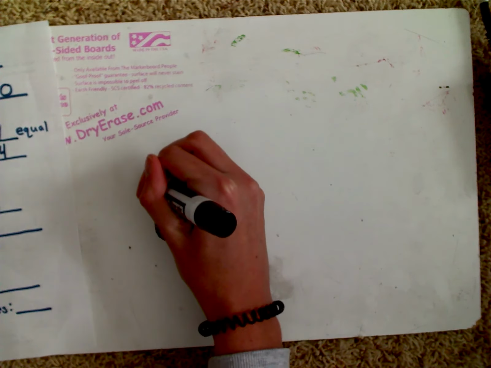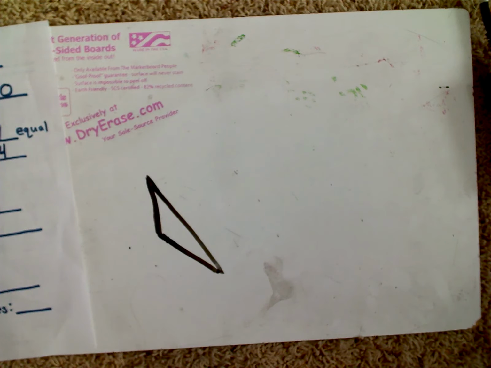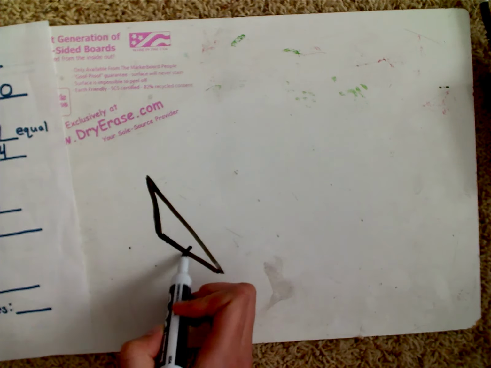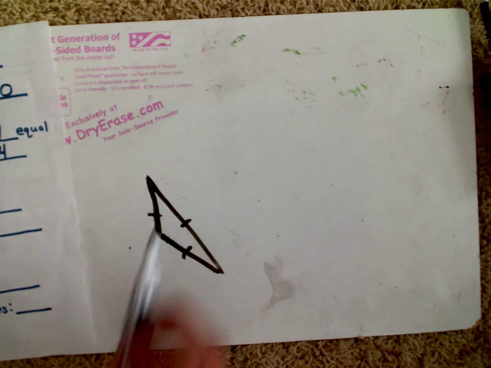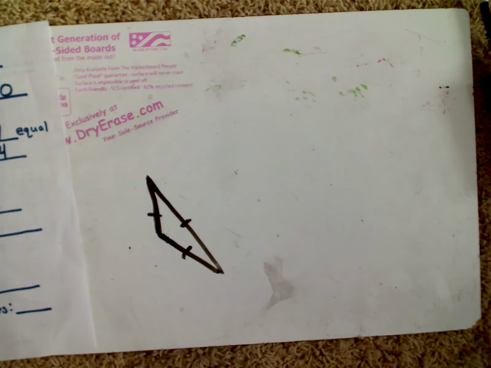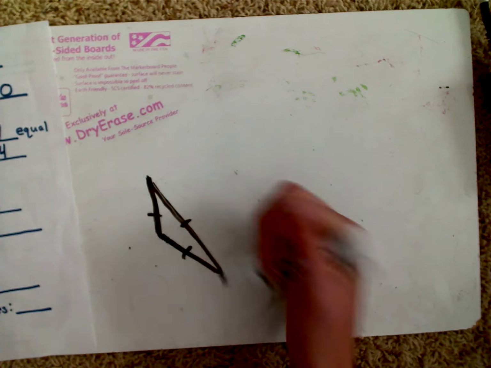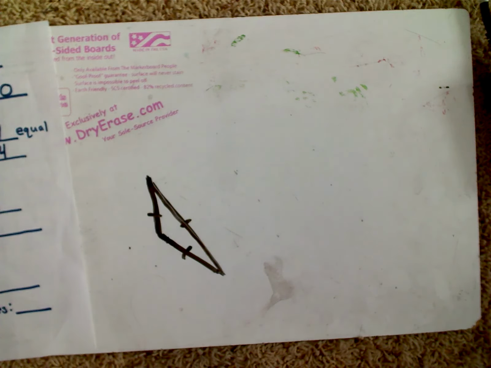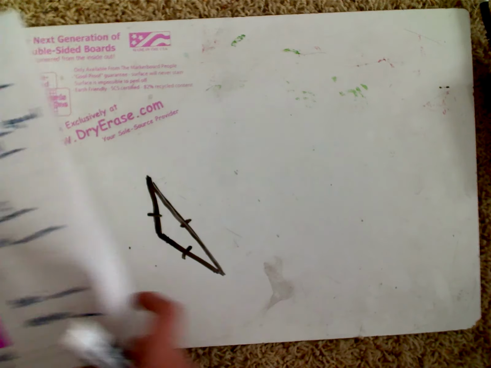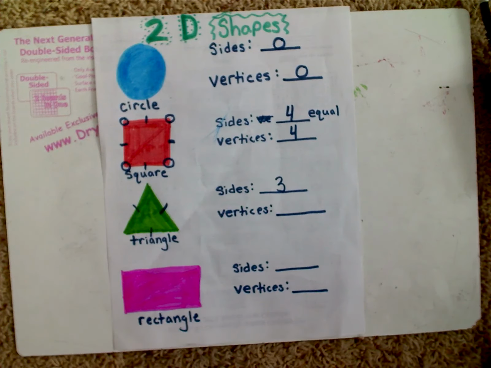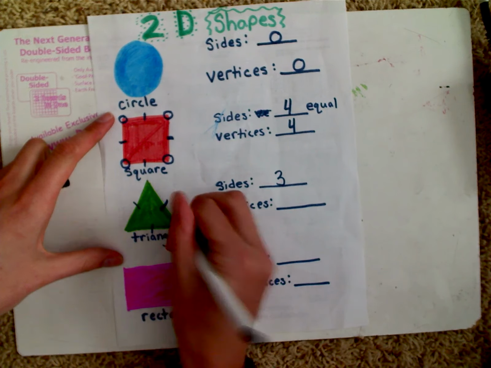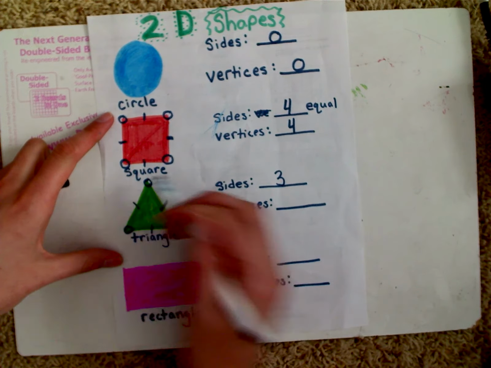So we know that a triangle always has 3 sides and always has 3 vertices. So in this example, I have 1 side, 2 sides, 3 sides. So is that a triangle? Yes, it is. But guess what? This line looks a lot longer, doesn't it? So in a triangle, the sides are not always equal. All right, let's go ahead and count up our vertices. We have 1, 2, 3.